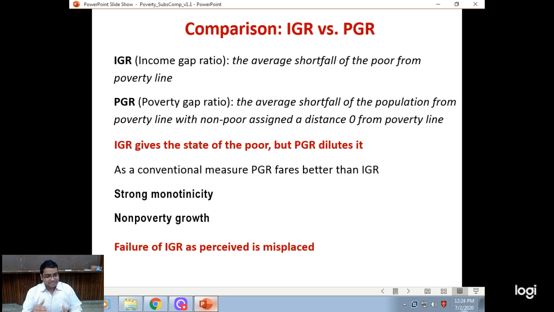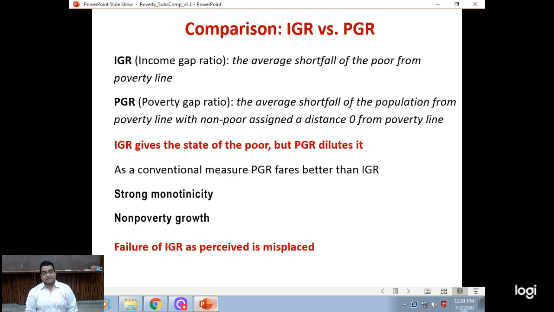So as we see, income gap ratio would fail strong monotonicity and non-poverty growth. There is an axiom called non-poverty growth, which basically says that if a non-poor joins the society, the poverty value should fall. Of course, income gap ratio takes in the numerator the sum of the poverty gaps of the poor people, and the denominator is the total number of poor. That has nothing to do with non-poor migrating in or out of the society. So in that sense, income gap ratio doesn't change, and should not change, when a non-poor joins or leaves the society. But since it doesn't change, it is said that it doesn't satisfy the non-poverty growth axiom.